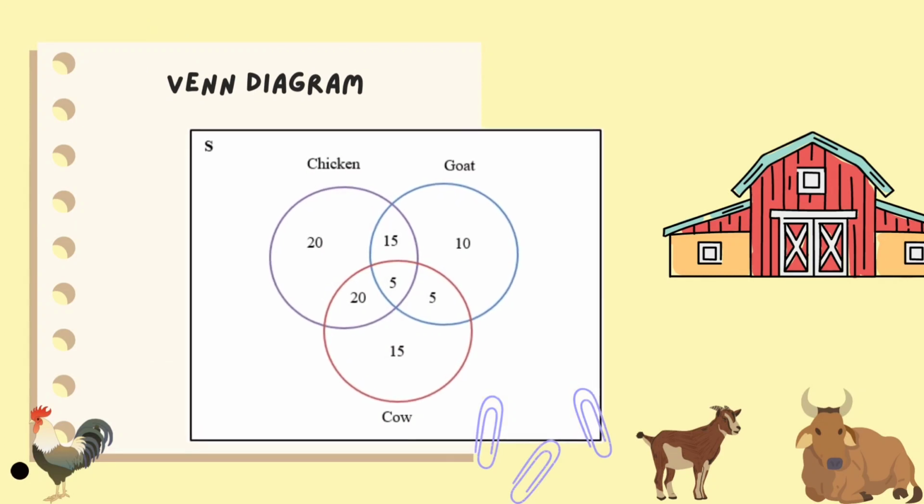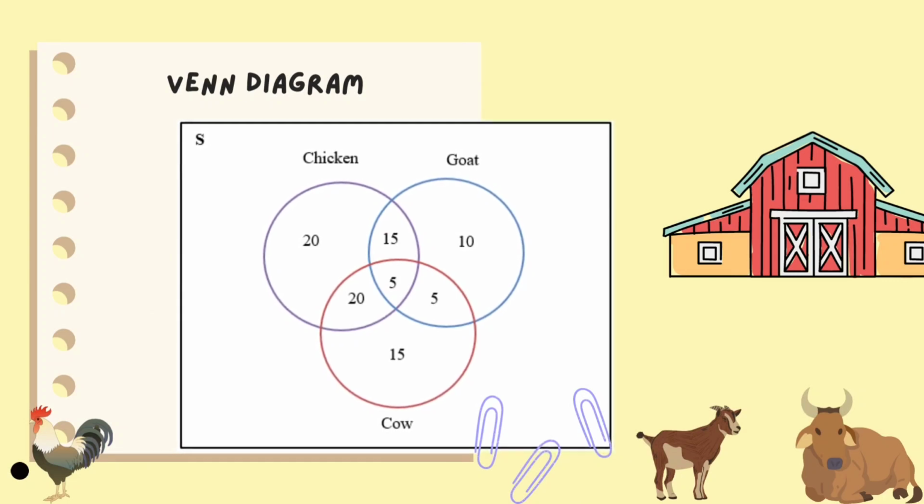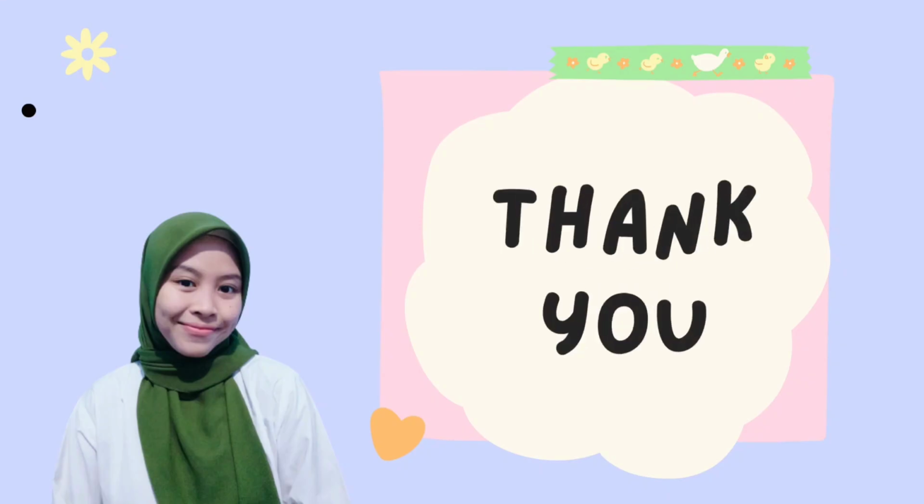So it can be seen from the results that we have calculated. The number of households that only raise chicken is 20. The number of households that only raise goats is 10. The number of households that only raise cattle is 15. And the number of households that do not maintain all 3 is 10.